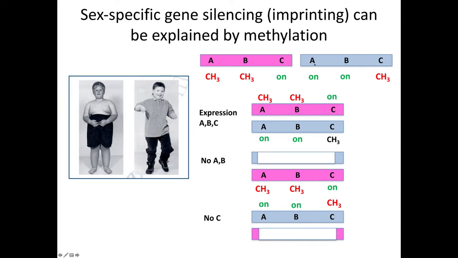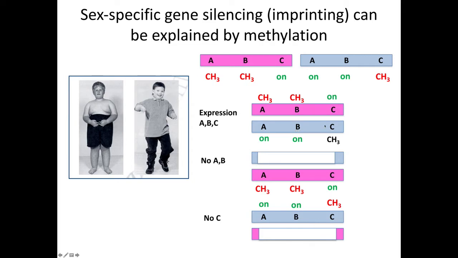So here we have the opposite. The A gene is turned on, the B gene from dad is turned on, and the C gene is methylated. So under normal circumstances, here's a normal individual. From mother, A and B are methylated, but from dad, A and B are on. So the expression of A and B is sufficient.